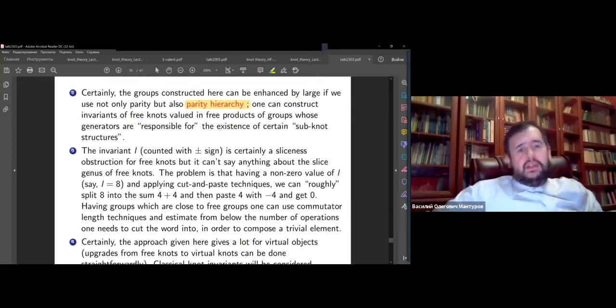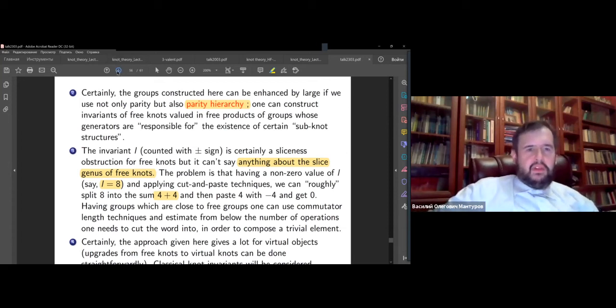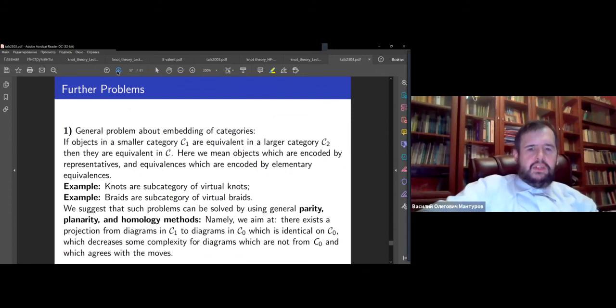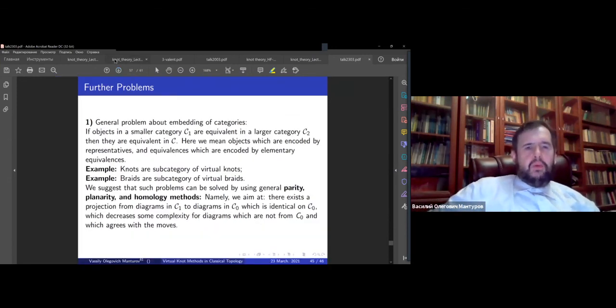However, we got quite stuck in estimating the slice genus, and actually, more or less, the problem is as follows. Having value 8, it can get split into 4 plus 4, and then 4 becomes minus 4, and we get 0. So I expect this highly non-commutative invariant can give us many approaches to that. So it's not yet done. Of course, for virtual knots, we have a lot of things. So just some further problems we're interested in.